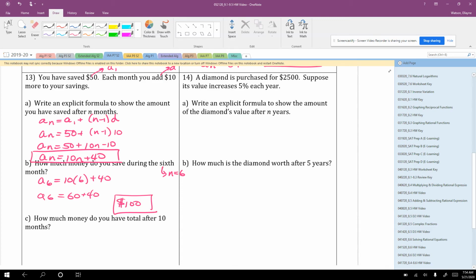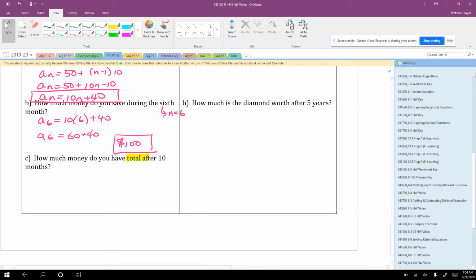All right, and then finally, how much money do you have total? And so this is the key here, total after 10 months. So now we're not looking for what you're depositing into your savings in month 10. We're looking for the total sum after 10 months. Okay, so here's our formula. S of n is equal to n divided by 2 times A sub 1 plus A sub n. So the sum after 10 months is equal to 10 divided by 2 times A sub 1, which was 50, plus A sub n. Well, we actually have to calculate A sub n. So we do that over here.